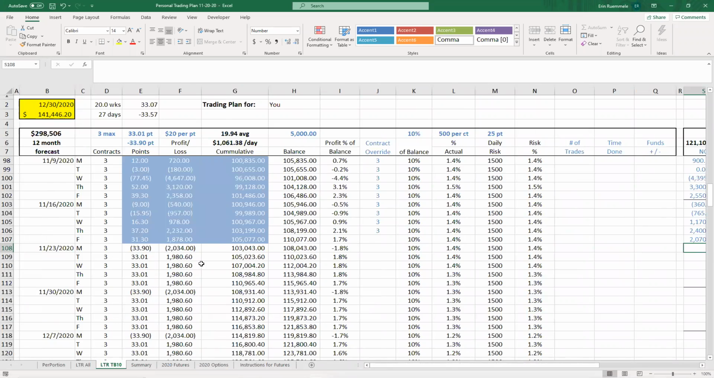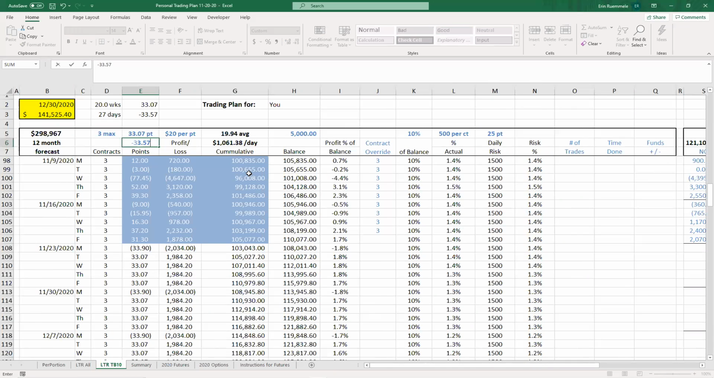And then we'll look at our average here. It really did not change too much. So our profit went up a little bit, 33.07. And our losing day went down a little bit, negative 33.57. And so you can see the 12-month forecast went up slightly by about $1,000, but in the grand scheme of things, that's really not that much.